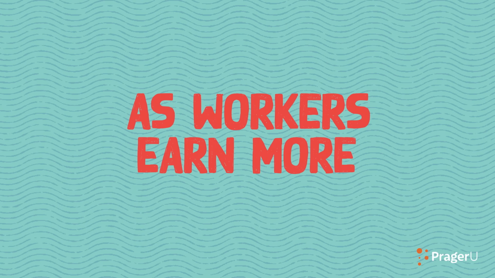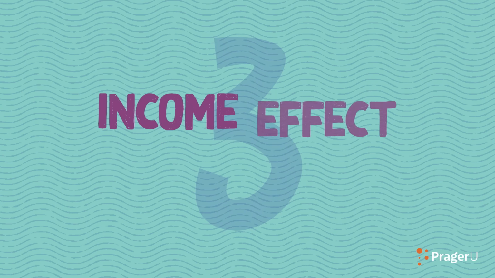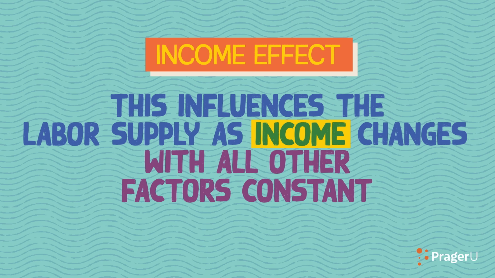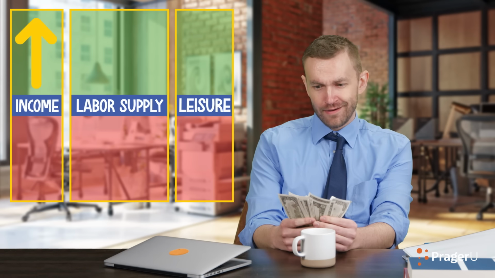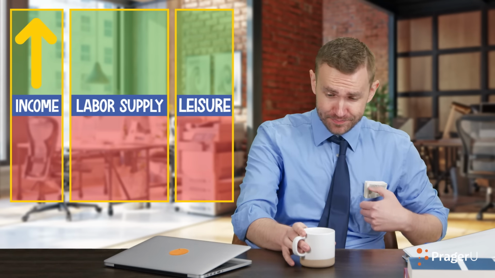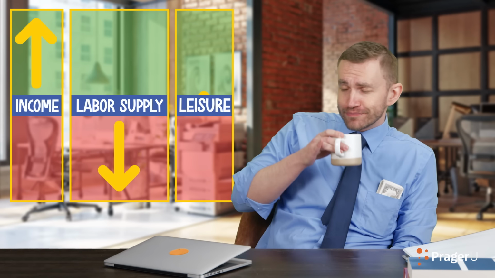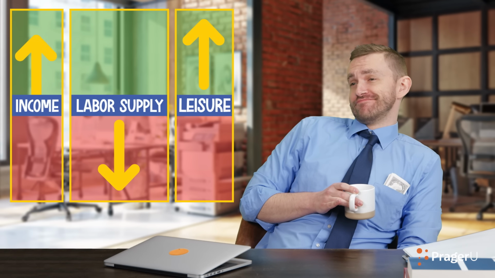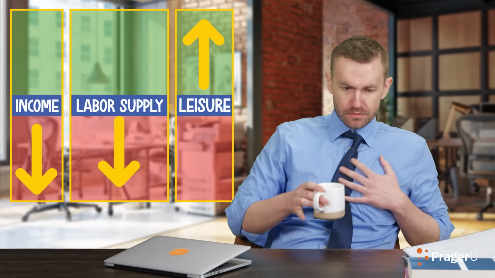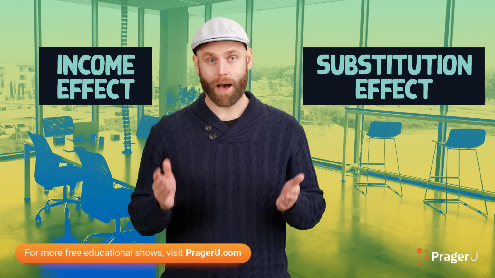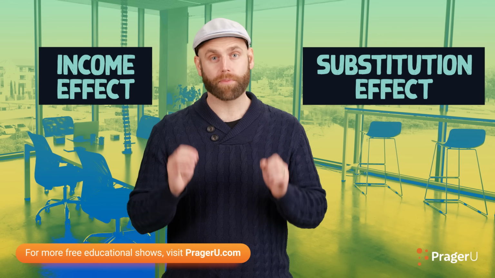As workers earn more, there is an offsetting effect, the income effect. This influences the labor supply as income changes, with all other factors constant. When workers become wealthier, they may feel they don't need to work as many hours and are satisfied with what they're earning. This could cause workers to cut back their supply of labor and enjoy more leisure. And the opposite is also true, that if workers have a sudden decrease in their income, they may provide more labor and enjoy less leisure. Back to work. Which of these two effects dominates in any labor market will determine the supply of labor.